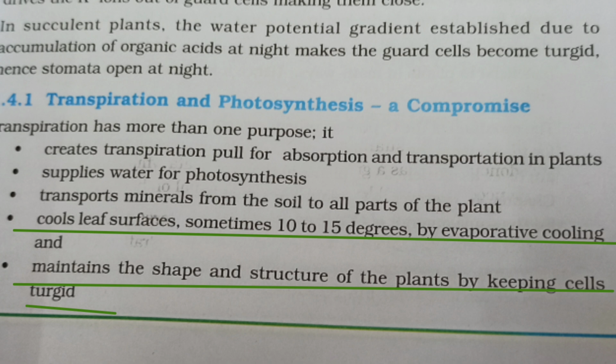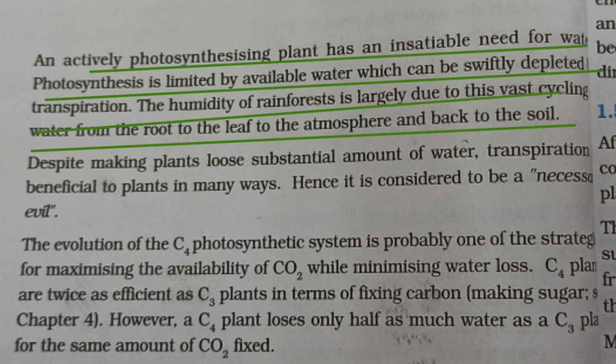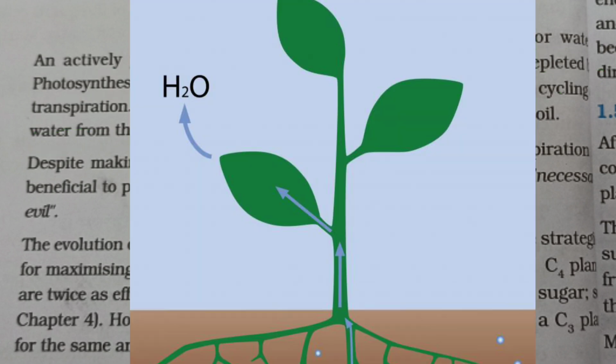So these questions may be asked from an examination point of view on transpiration and photosynthesis, such as which of the following sentences are correct. So you can remember this one. Here, an actively photosynthesizing plant has an insatiable need for water. Photosynthesis is limited by available water, which can be swiftly depleted by transpiration.